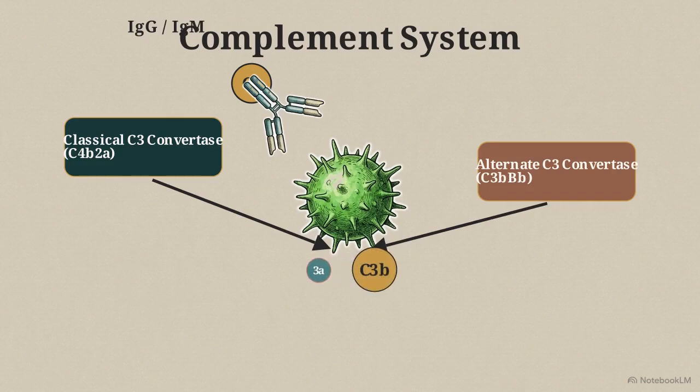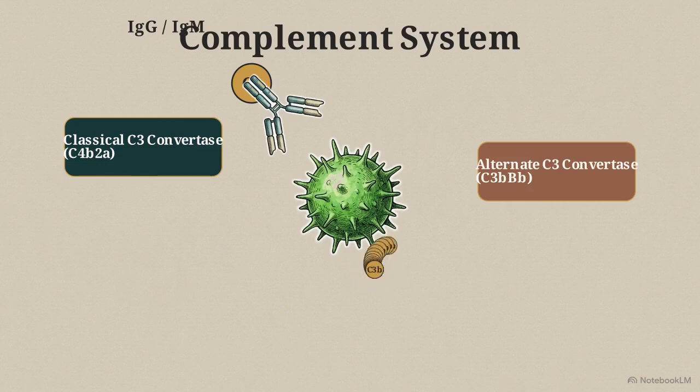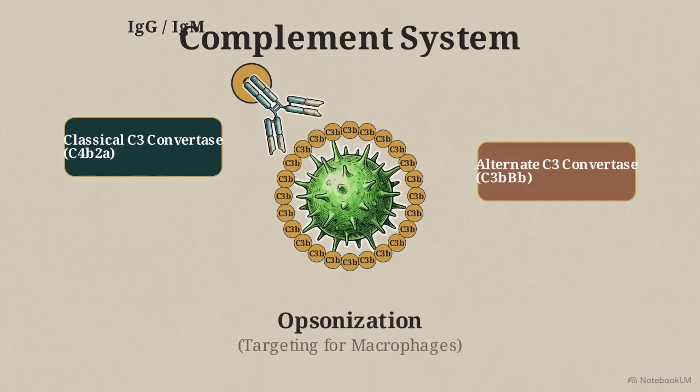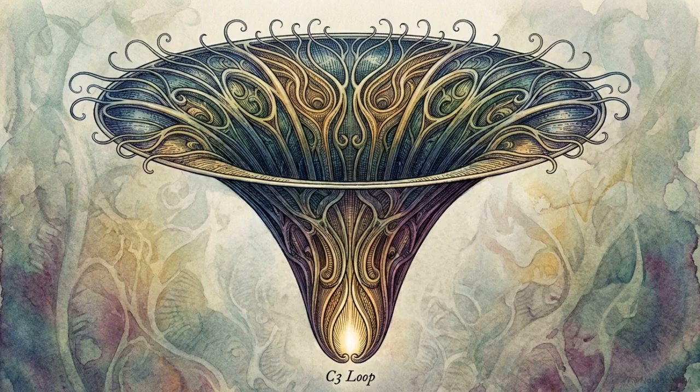Despite relying on different recognition triggers, both pathways exist solely to cleave the C3 protein into two fragments, C3a and C3b. The C3b fragment is a potent opsonin. It physically coats the surface of the bacteria, flagging the cell for destruction by macrophages. The plasma engine's architecture is engineered to funnel every recognition trigger toward a singular, overwhelming amplification loop at C3.